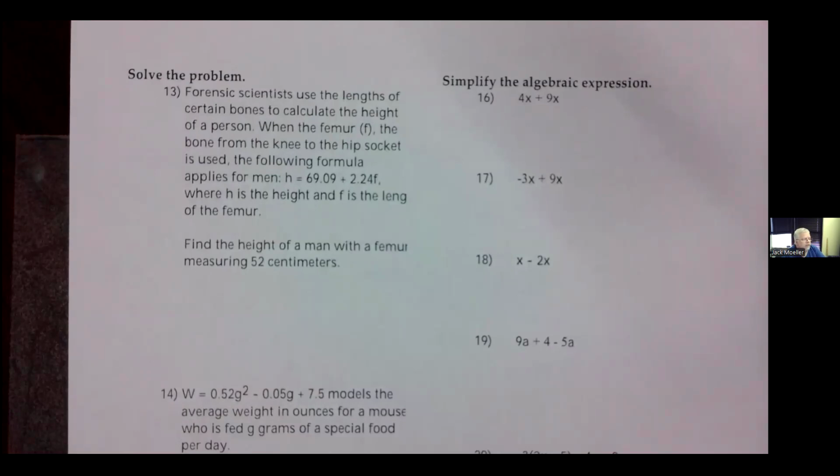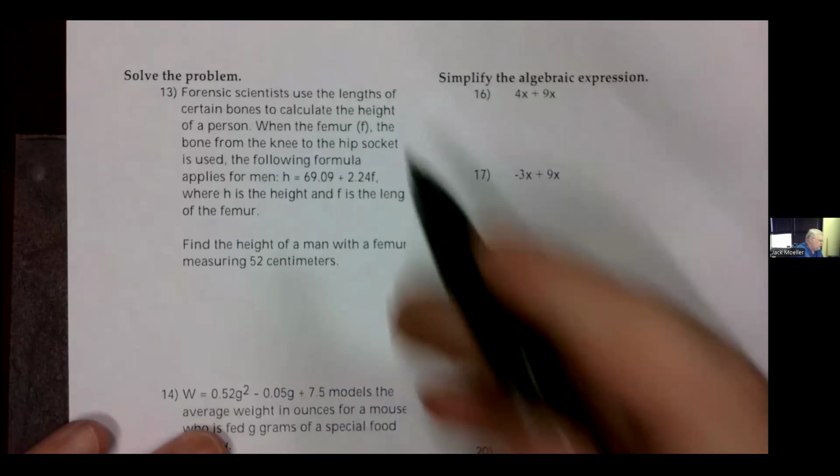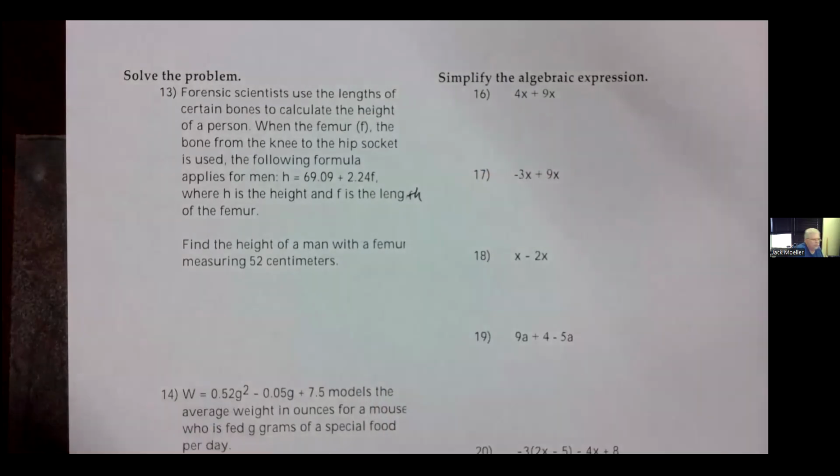All right, so for this top one, forensic scientists use lengths of certain bones to calculate the height of a person. On the femur F, the bone from the knee to the hip socket. So if you haven't taken your anatomy, there's a little bit of review on that. The following formula applies: H equals 69.09 plus 2.24F, where H is the height and F is the length of the femur. All right, so what do we do with this? Well, it says find the height of the man with a femur measuring 52 centimeters.